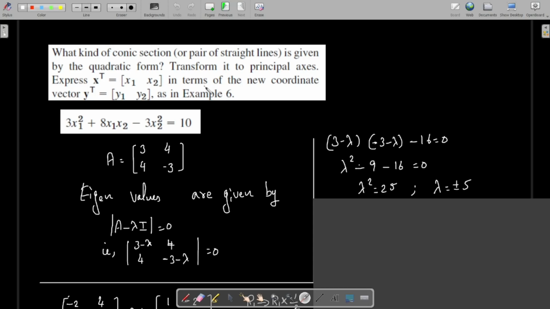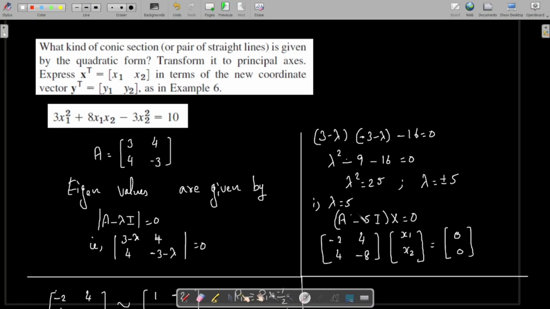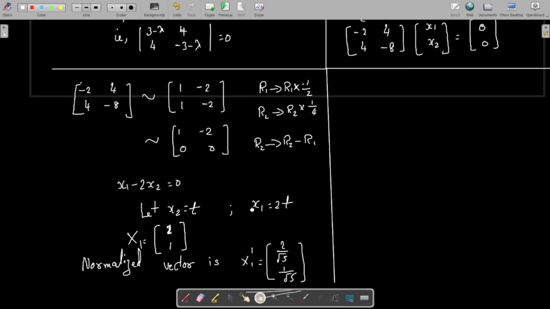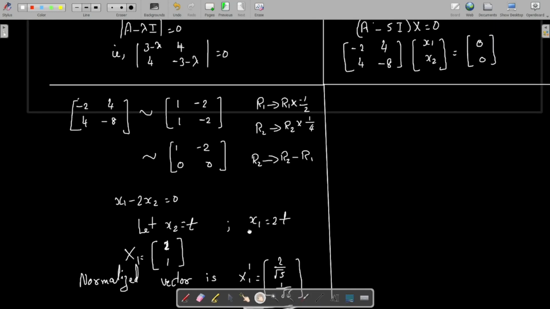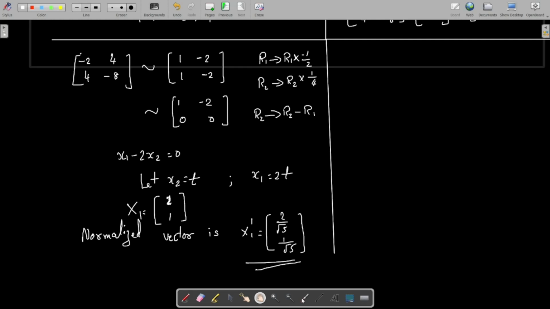Now we have to express the vector x1, x2 in terms of y1, y2. For that, we have to find the characteristic vectors corresponding to lambda equal to 5 and lambda equal to minus 5. When we put lambda equal to 5, then consider the equation (A minus 5I) x equal to 0. And you know how to find the corresponding characteristic vector. We reduce the matrix to the row canonical form. And the corresponding equation becomes x1 minus 2x2 equal to 0.